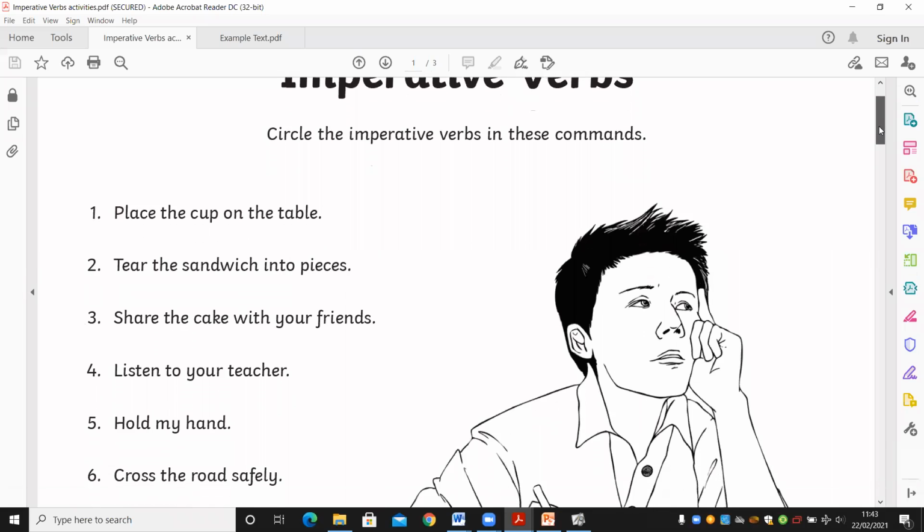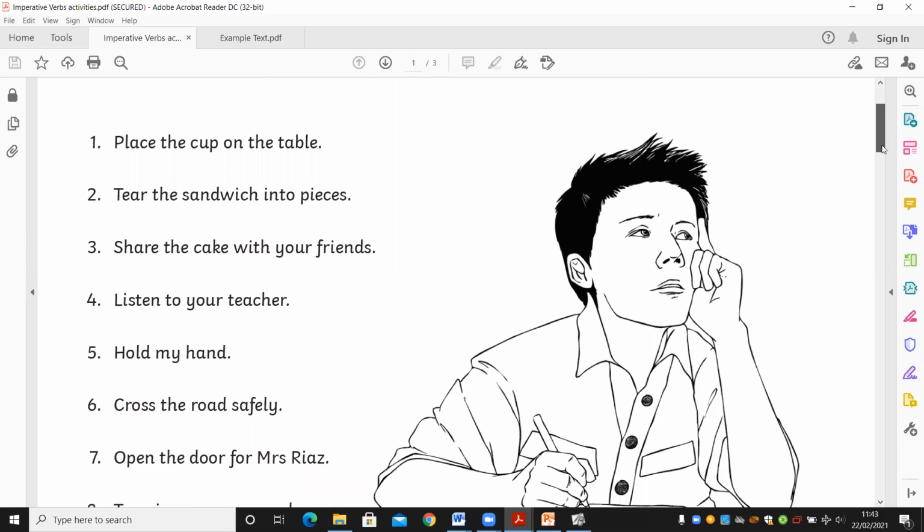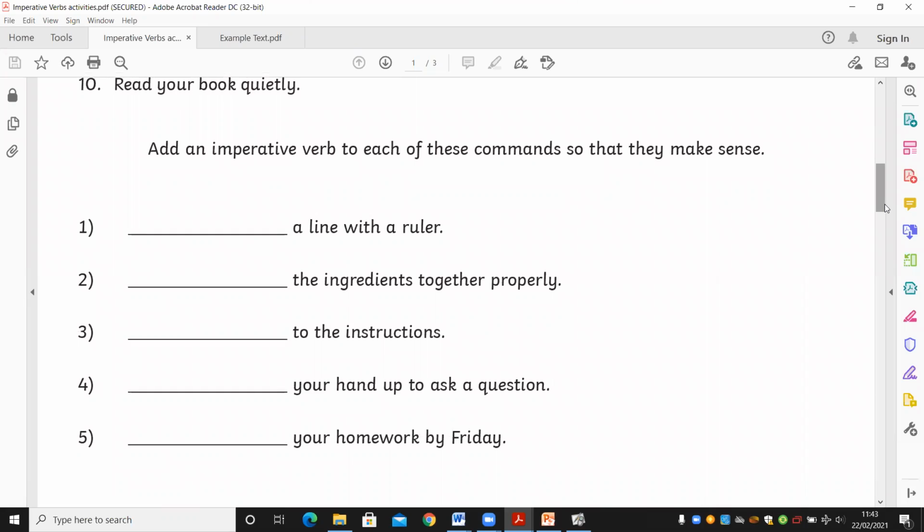In the easiest task, you need to circle the imperative verbs in these commands. And we all know which part of the sentence we can be looking for the imperative verbs. Then you need to have a go at adding an imperative verb to each of these commands and checking that they make sense. Do you remember that the imperative verbs are at the beginning of each of these commands? So think about what letter you will write them with.